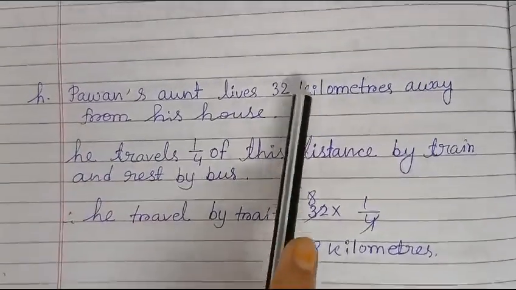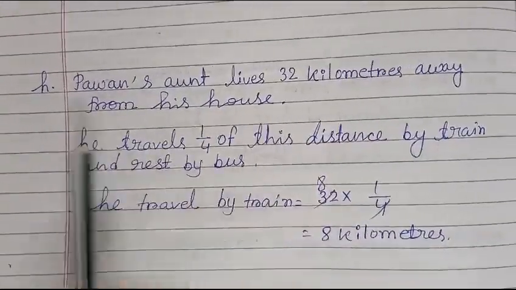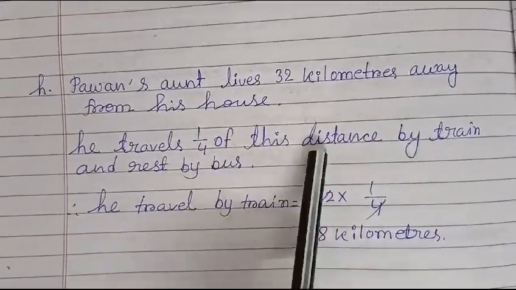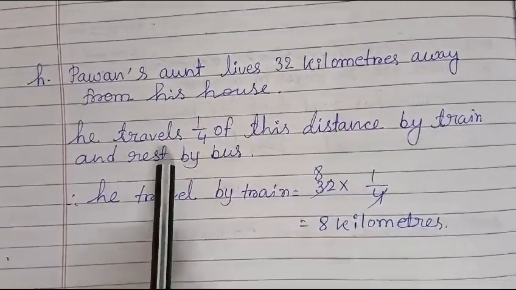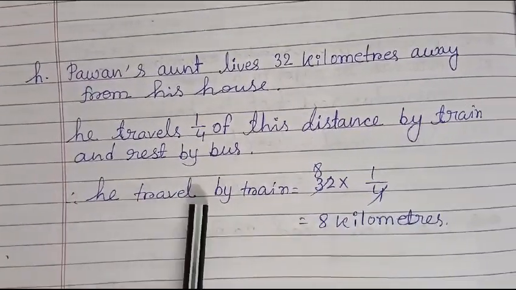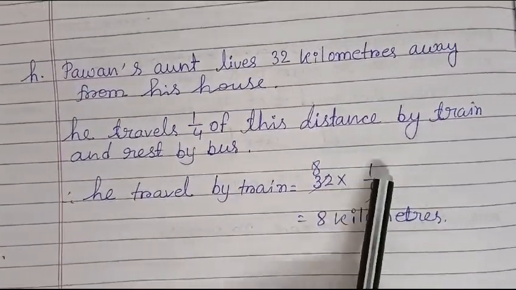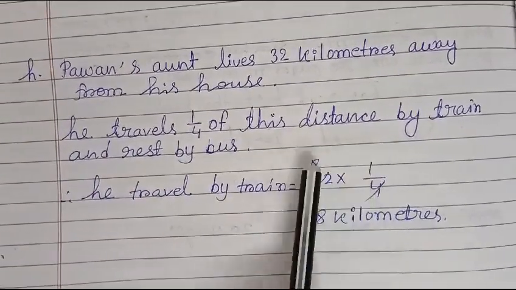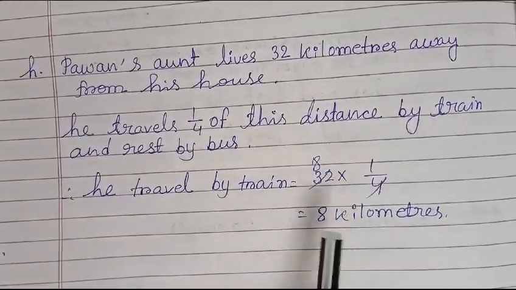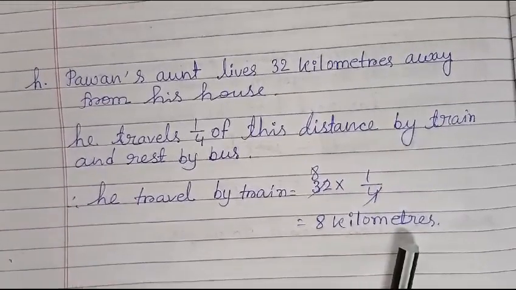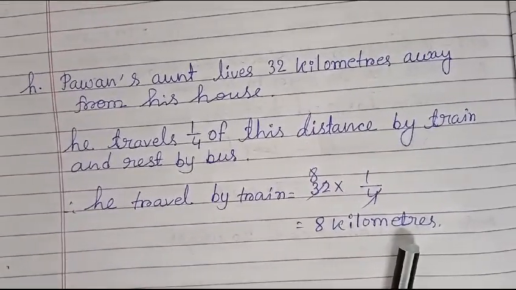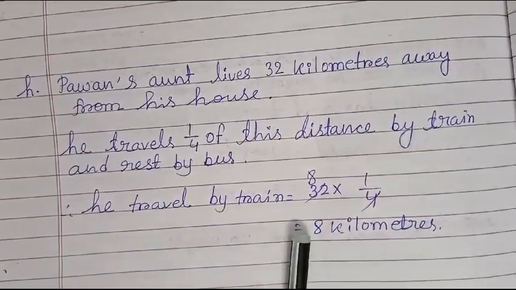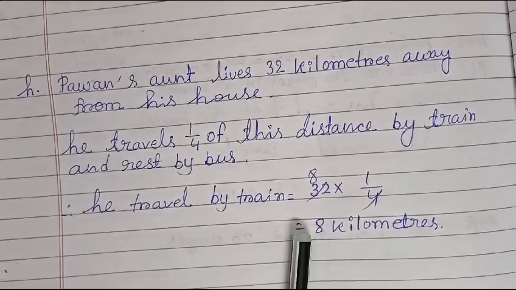Pawan's aunt lives 32 kilometers away from his house. He travels 1/4 of this distance by train and rest by bus. Therefore, he travels by train 32 multiply 1/4. 4 8s are 32. 8 1s are 8. 8 kilometers. Answer is, what distance does he travel by train? 8 kilometers, he travels by train.